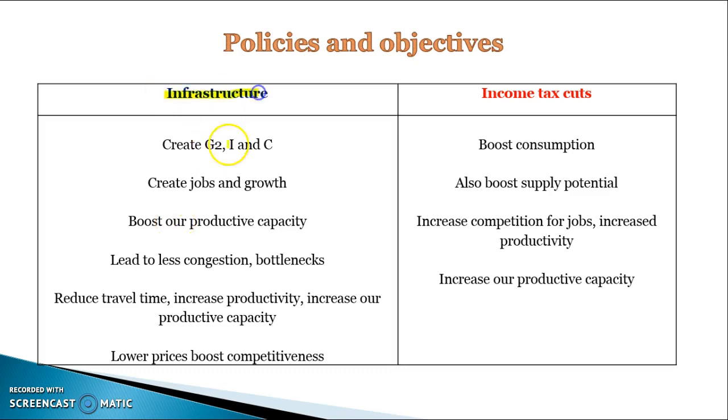So with infrastructure spending, short term it's about creating G2 and consumption spending. That'll help create jobs and growth, which will boost our productive capacity. And then in the long term, you really need to specify why it's good for boosting our ability to produce. So it reduces congestion, reduces bottlenecks, that leads to lower travel times, increased productivity, lower petrol costs, and all those lower prices can boost both our willingness to supply and our overall international competitiveness.